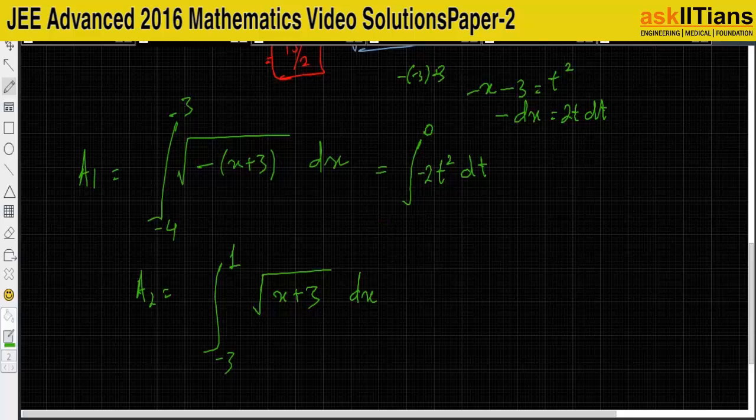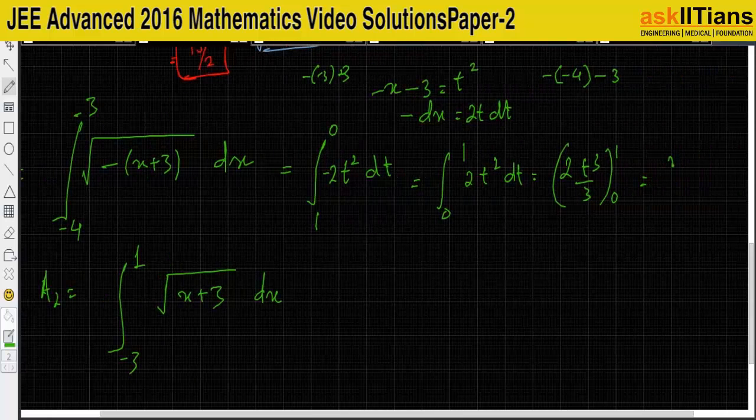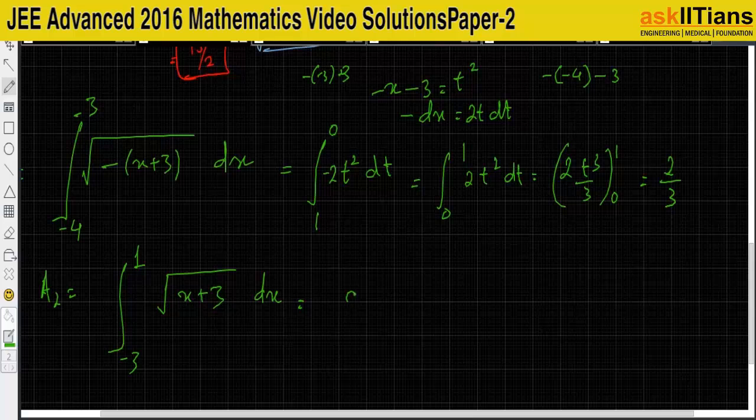Here t is 0. And if I put x equal to minus 4, then what will be the value of t? Then the value of t will be 1. So I have to integrate this from 0 to 1. If I cancel out this minus sign, I'll get 0 to 1, 2t square dt. So this will be 2 into t cube by 3 from 0 to 1. So this area will come out to be 2 by 3 simply. So A1 is 2 by 3.